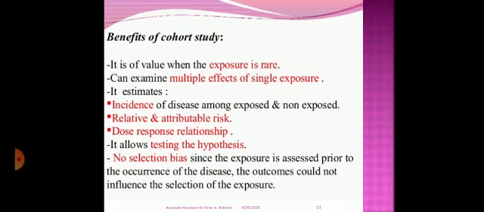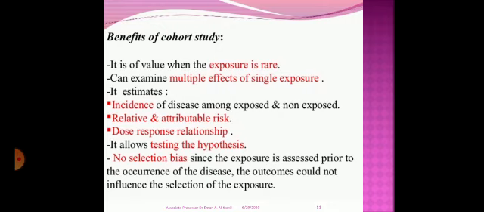Also, it is good in estimating the dose response relationship. For example, if we take smoking as an example of an exposure, we can divide the level or the dose of smoking, for example, 10 cigarettes per day, 20 cigarettes per day, and 30 cigarettes per day, and then we are going to measure the strength of association among different doses of exposure. This is, as we mentioned previously, called the dose response relationship.